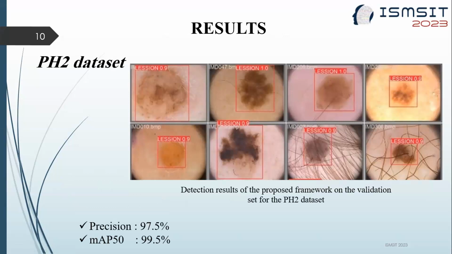This figure presents the prediction results of the proposed skin lesion detection framework on the validation set using the YOLO version 8 model for the PH2 dataset. We see that the model can detect all, or most of, the lesions in the images contained in the dataset, with a precision of 97.5, while the mean average precision at 50 intersection over union was 99.5%.